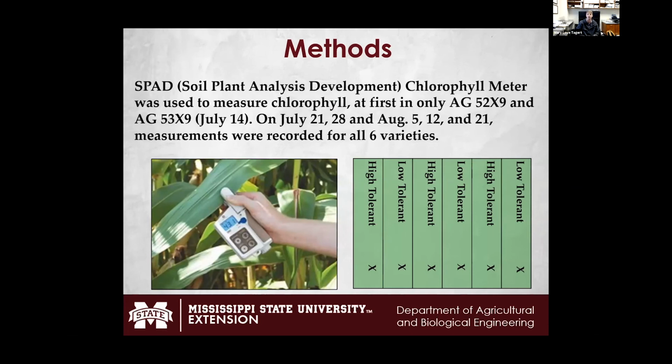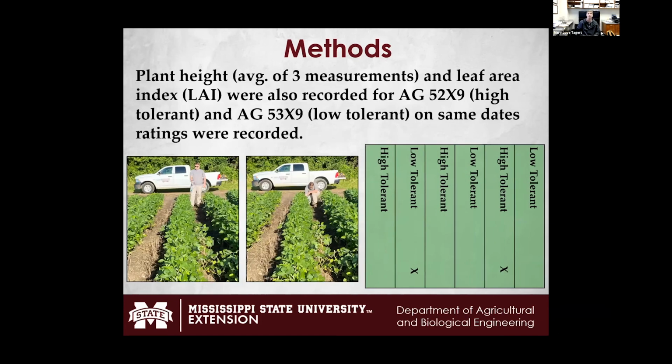SPAD meter readings, chlorophyll readings essentially, were used to measure chlorophyll content. At first, only where the moisture sensors were on July 14th, and then July 21st, 28th, and August 5th, 12th, and the 21st, measurements were recorded for all 6 varieties across these cropping systems. Plant height and leaf area index were also recorded. This was taken in the Asgrow 52X9, the high tolerant, and 53X9, the low tolerant variety, on the same dates that the ratings were recorded. So this was taken a total of 10 times throughout the year in these varieties.